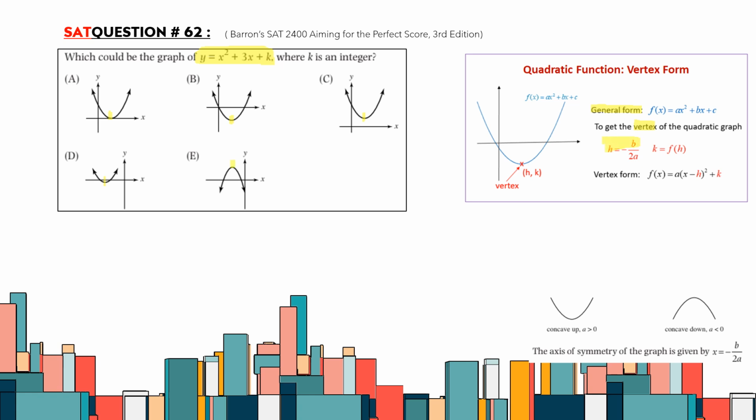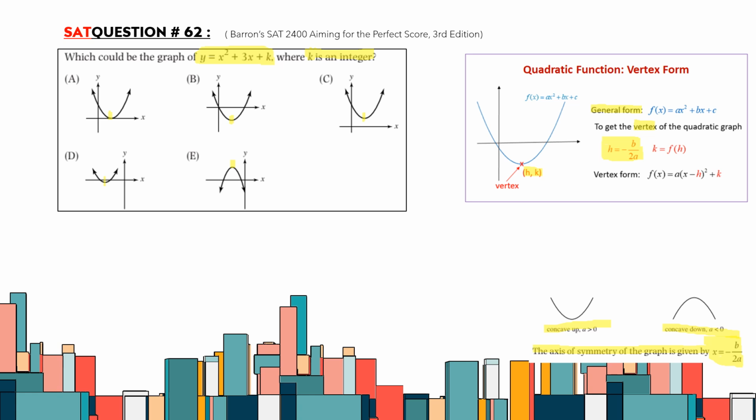So we find the x value of the vertex, and h is the axis of symmetry of the graph, given by that. Then we have to look at the coefficient to see if it's concave up or concave down. And k is the integer, just a number, right? Okay, so let's start with this one.